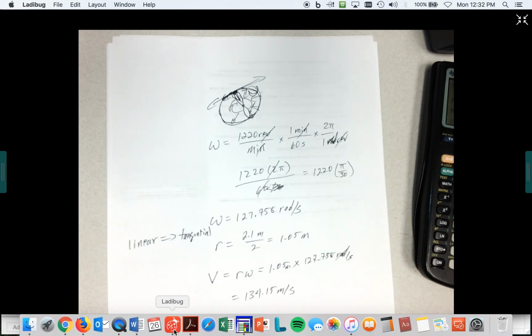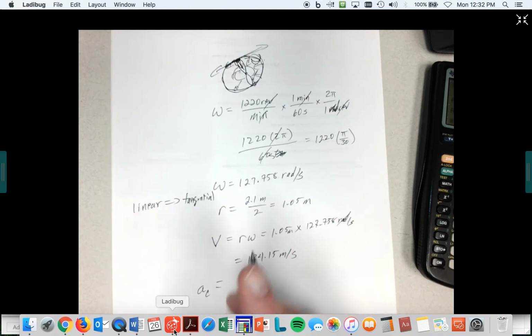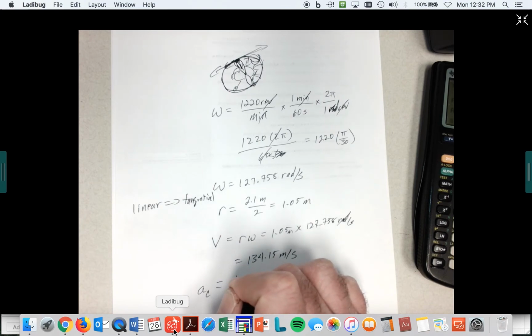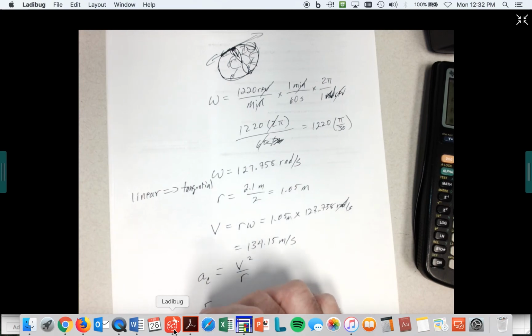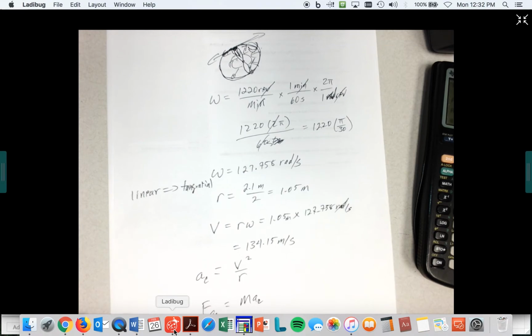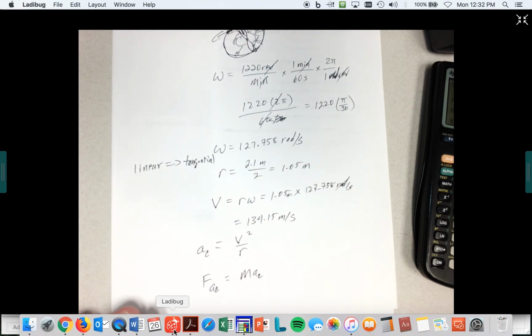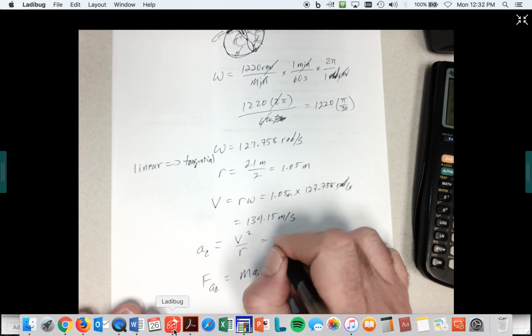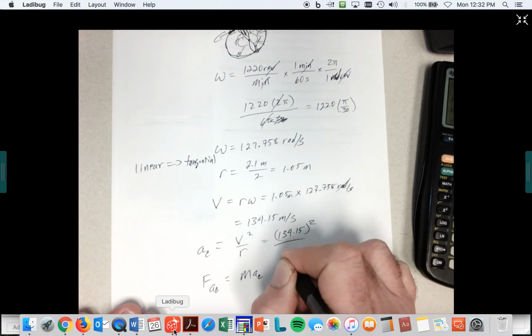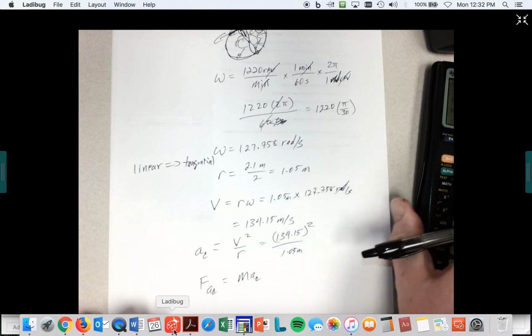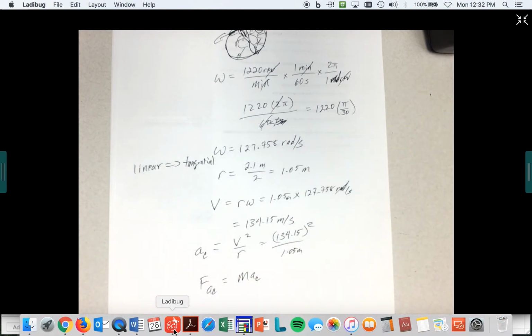And so centripetal acceleration is equal to v squared over r. The centripetal force is equal to the mass times a_c, but they didn't tell us the mass at the tip of that propeller. So we've got 134.15 squared divided by 1.05 meters. That's a little bit longer problem.